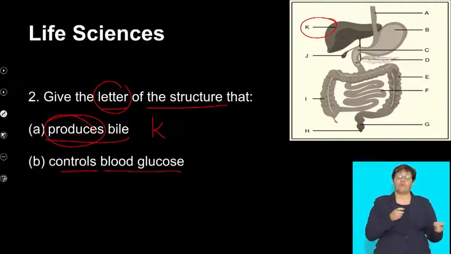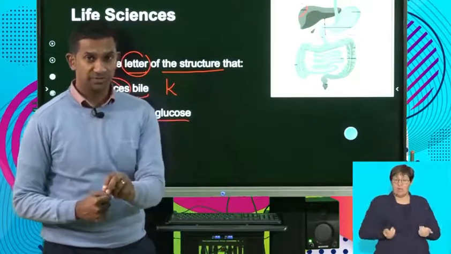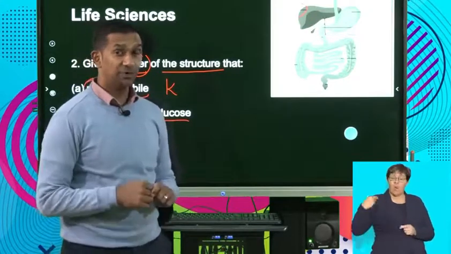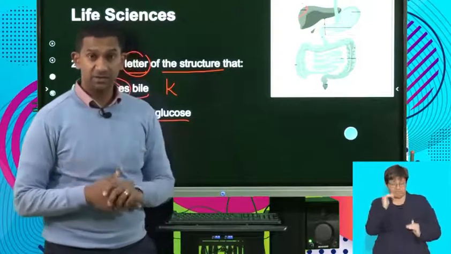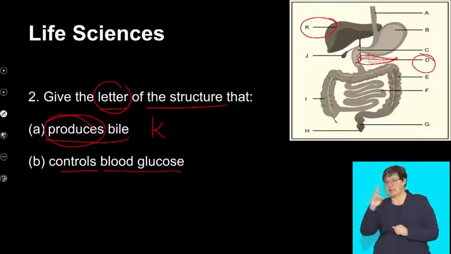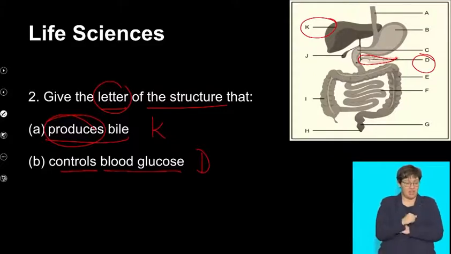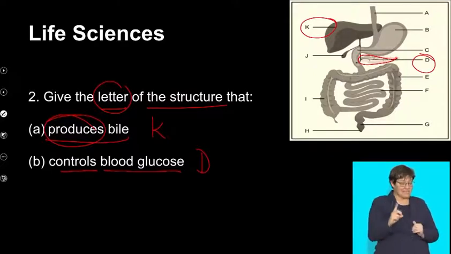Controls blood glucose level. Guys, we spoke about the importance of the pancreas in producing hormones, and these hormones play an important role in regulating the blood glucose level. So in this diagram, that's the pancreas, and it is labeled with the letter D. So the structure that is labeled D is the pancreas, in this case, controlling blood sugar levels.